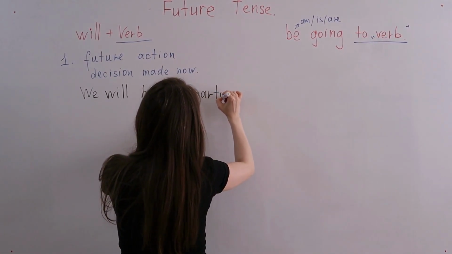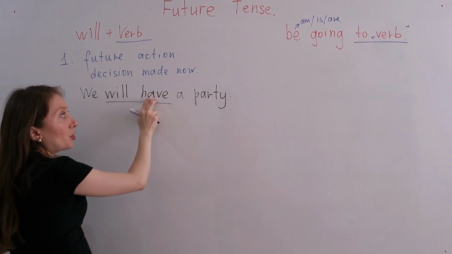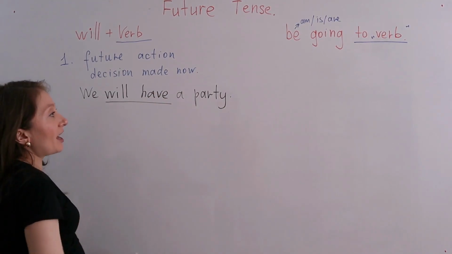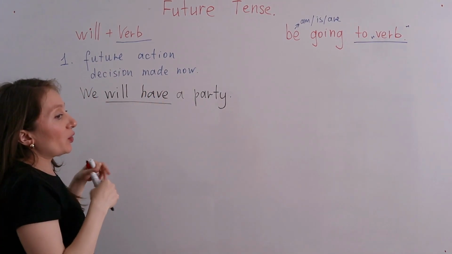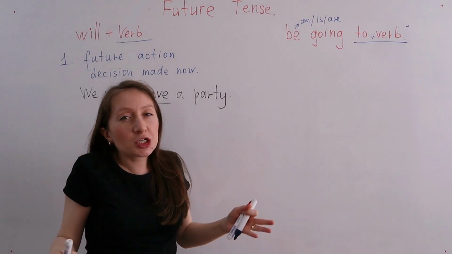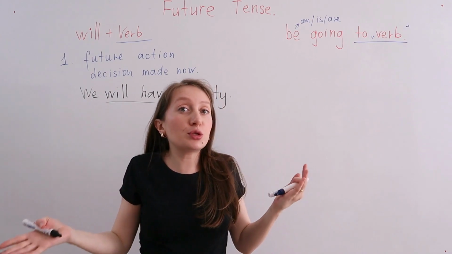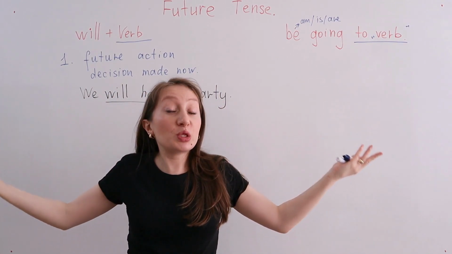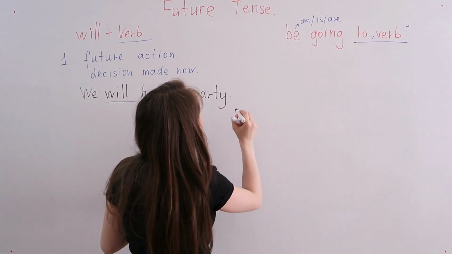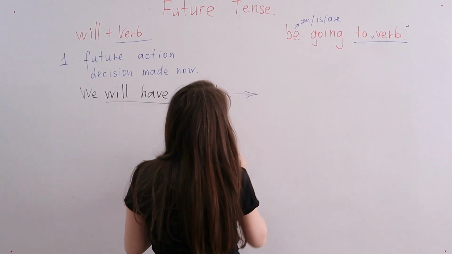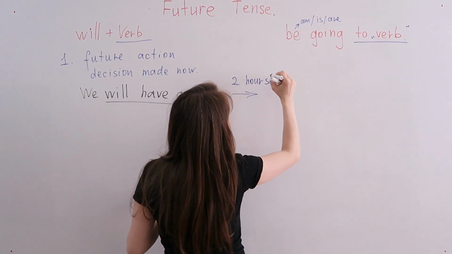So, we have the verb will and we have the verb have. We'll have a party. So, this is a future action, decision made now. And usually we say that this future action is uncertain. Maybe we will have it, maybe we won't, we don't know. We just decided right now but we don't know what can happen, right?